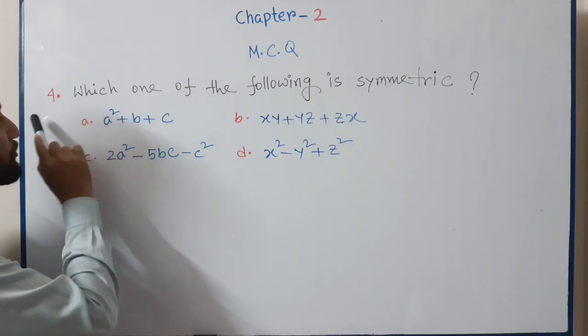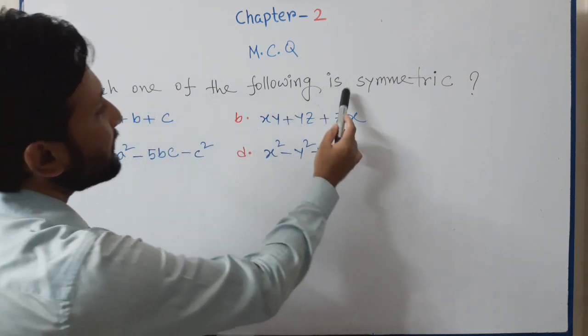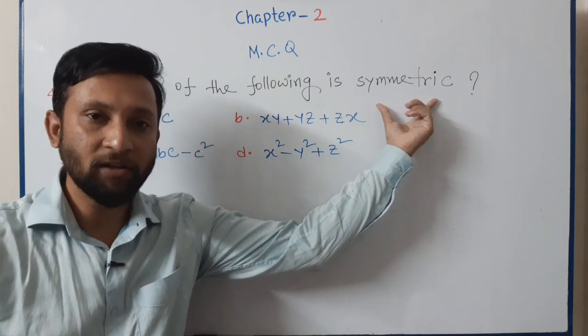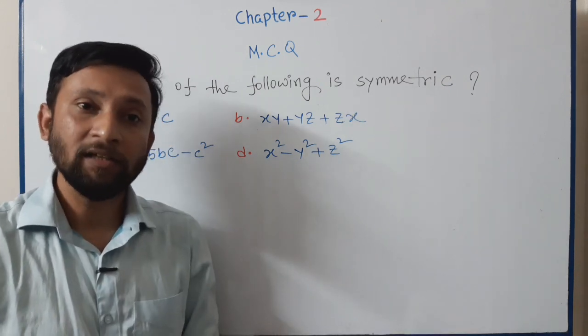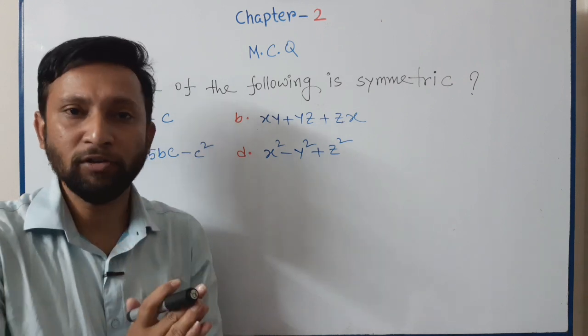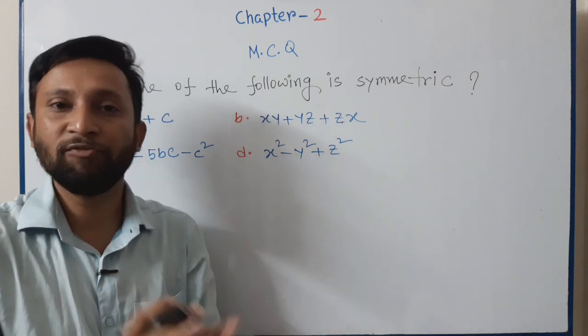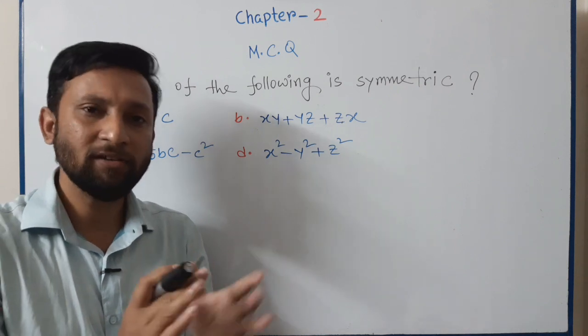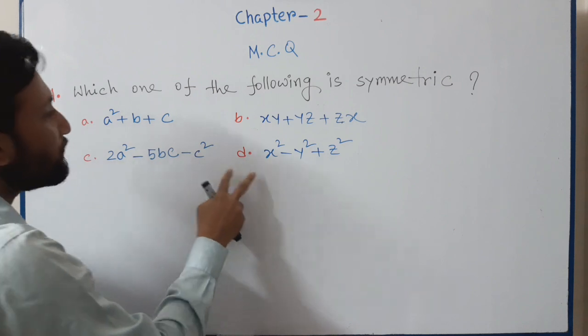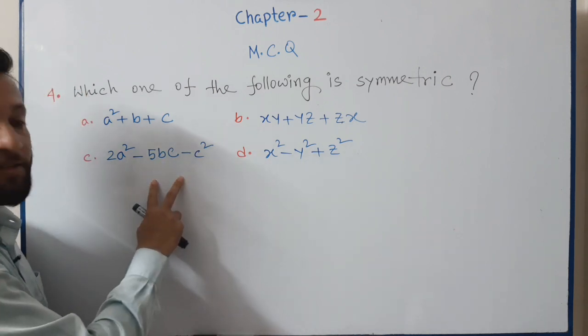Question 4. The question is, which one of the following is symmetric? At first we have to know what is symmetric. Symmetric means in any expression, if you interchange any two variables and the expression remains unchanged, this is called symmetric. So in this question, by checking all the options, we can easily find our required solution.